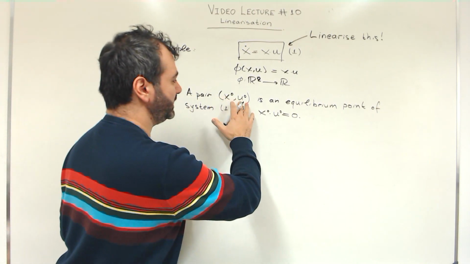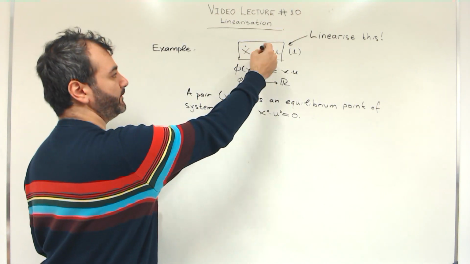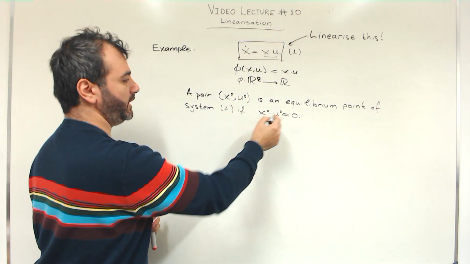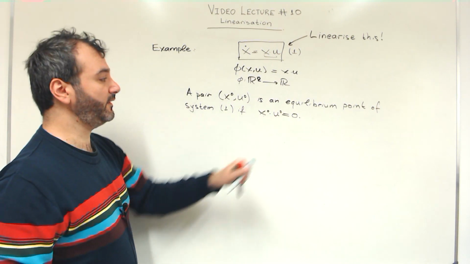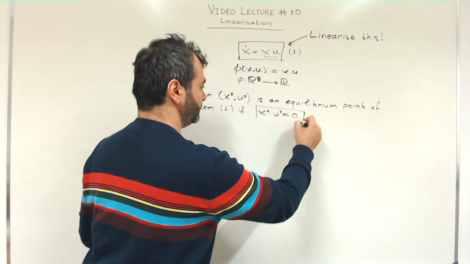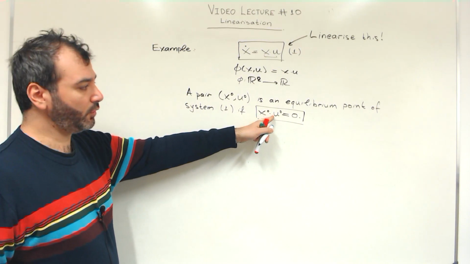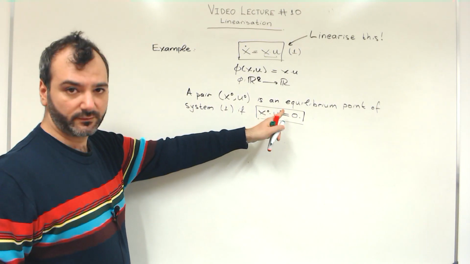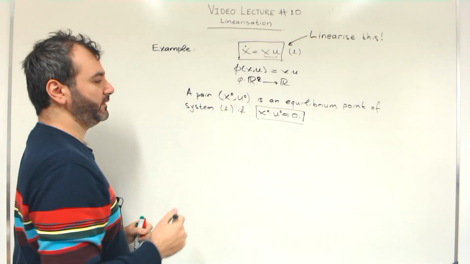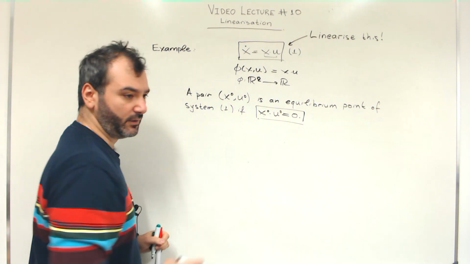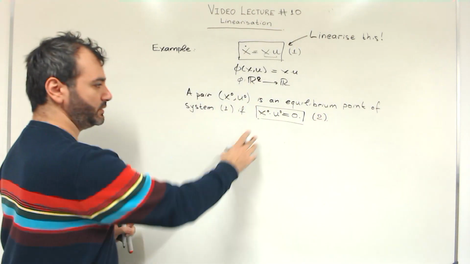So here a pair x0, u0 is an equilibrium point of that system if x0 times u0 is equal to 0, according to the result we stated in the previous lecture. If you look at it closely, this means that either x0 or u0, so either one or even both, are equal to 0. These are the equilibrium points of the system over here. We don't need to do something with this equation. This is equation number 2. We'll just keep it there.